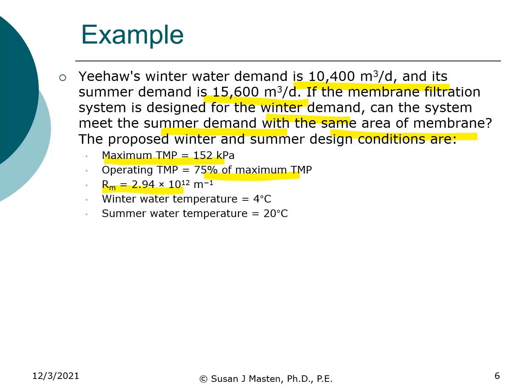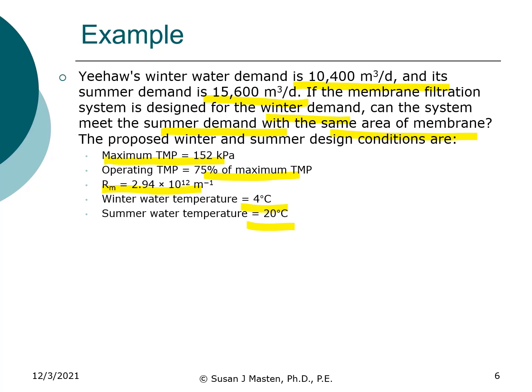You were given a resistance coefficient of the clean membrane at 2.94 times 10 to the 12 inverse meters, and you're told that the winter temperature is 4 degrees and the summer temperature is 20 degrees.